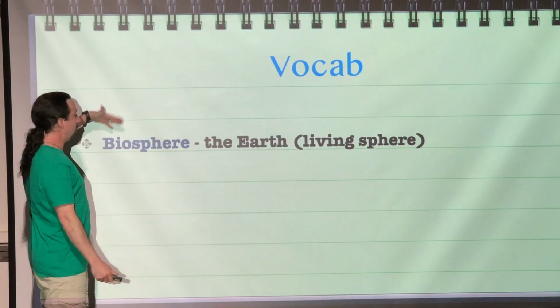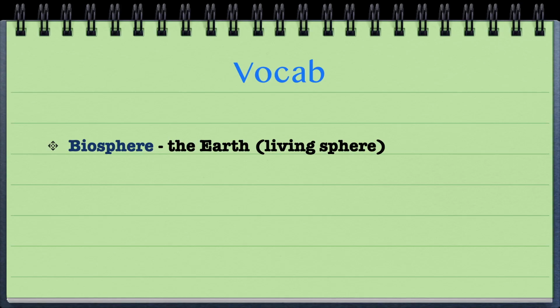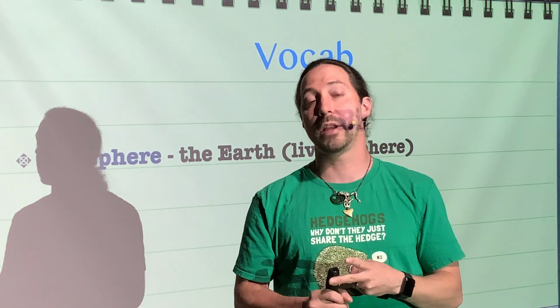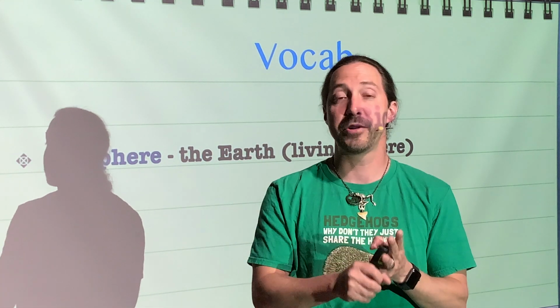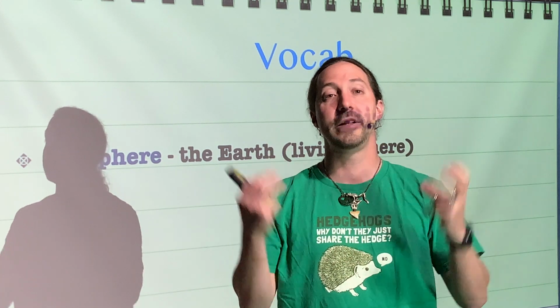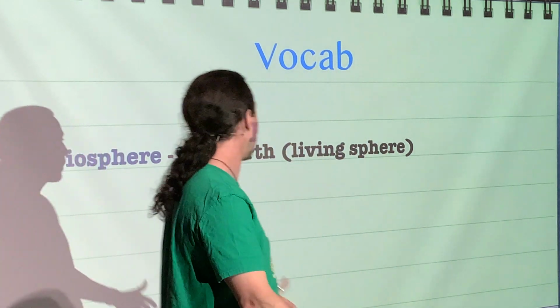Vocab then. Biosphere, that's the Earth. It is the living sphere. It is all of life on this planet as well as all of the different abiotic components that make up this planet. The geological makeup of this planet, the amount of water that is on this planet, the typical temperatures on this planet, the weather patterns that take place, all of those different systems interacting, that is the biosphere.